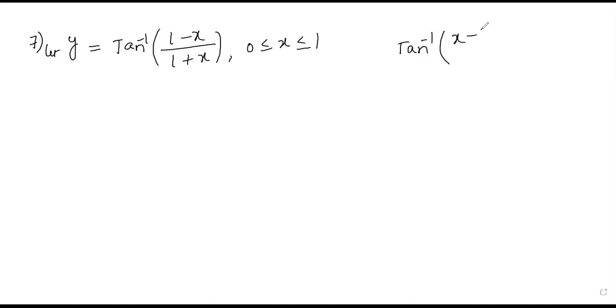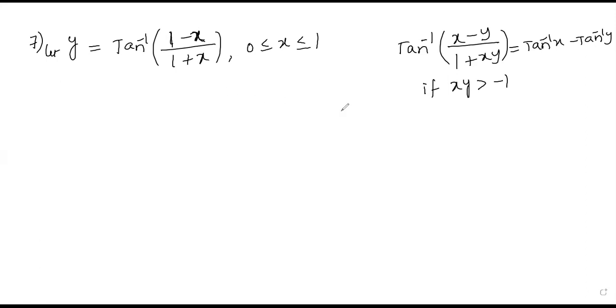The given function is in the form of tan inverse of (x minus y) by (1 plus xy), which can be written as tan inverse x minus tan inverse y. This is possible if x into y is greater than minus 1. Here x is 1 and y is x, so x into y is nothing but x. So tell me whether x greater than minus 1 is satisfied? Yes, because according to the question, x takes values from 0 to 1, and obviously those values are greater than minus 1. So we can use this formula here.